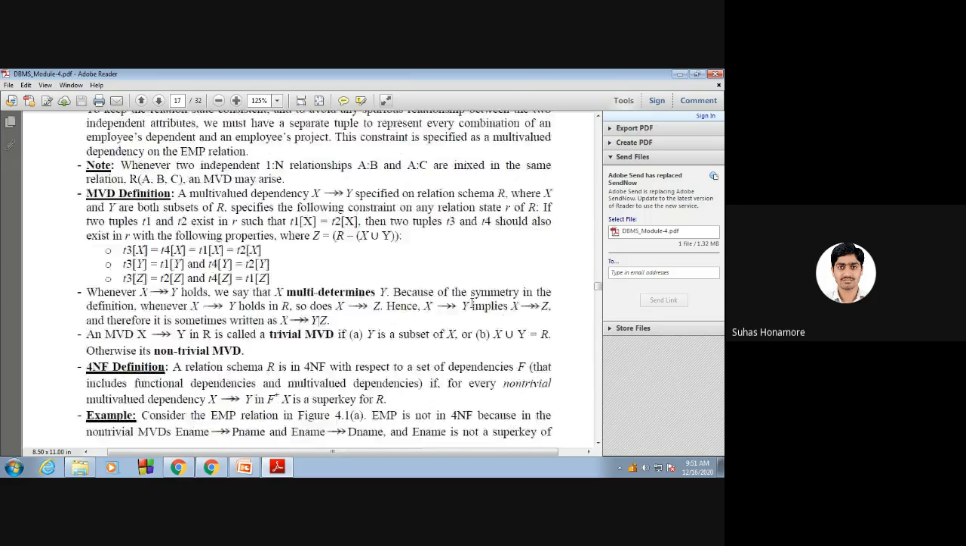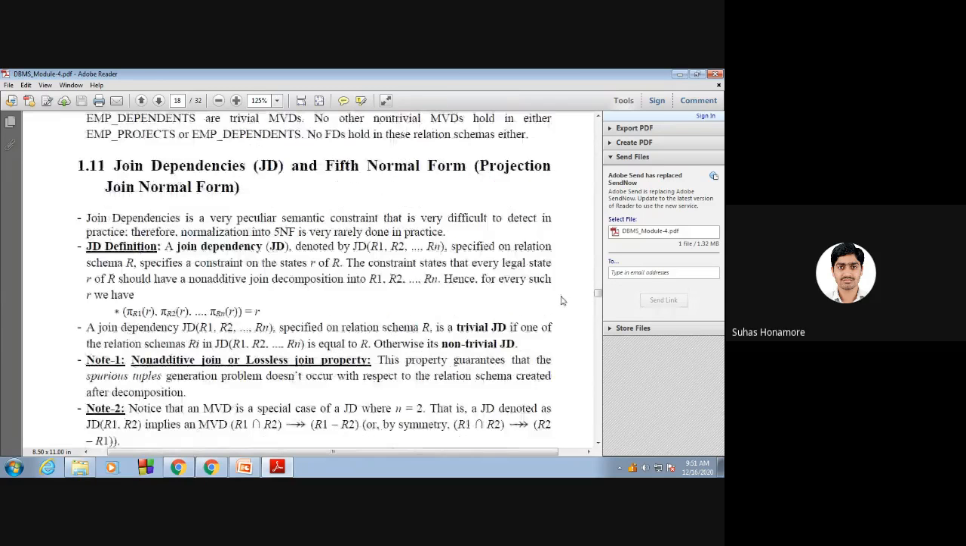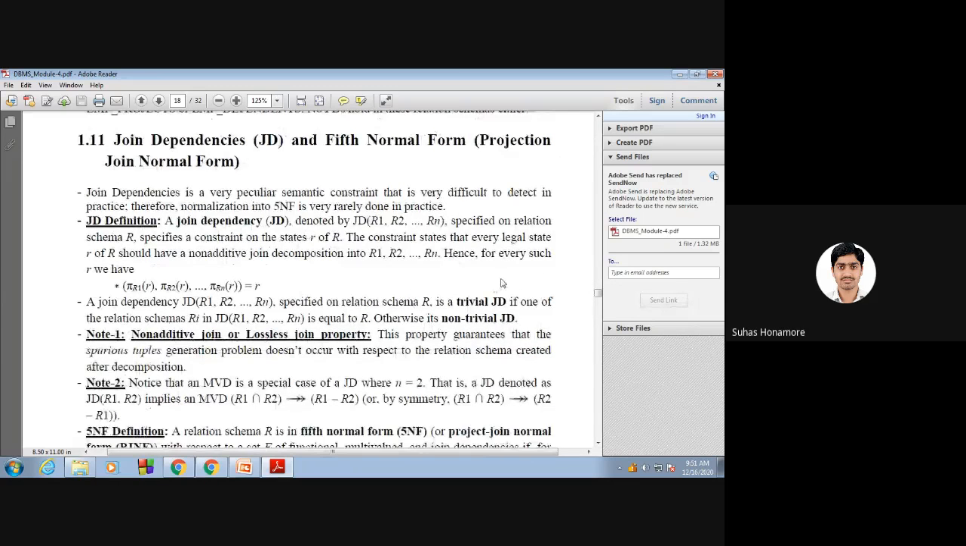Now we'll see the next one, that is join dependencies and fifth normal form. One more name for fifth normal form is projection join normal form. So what is a join dependency, and what is fifth normal form, we'll see.